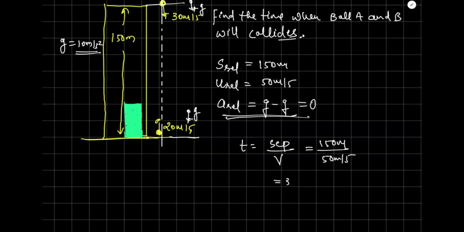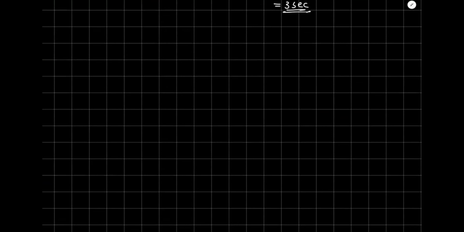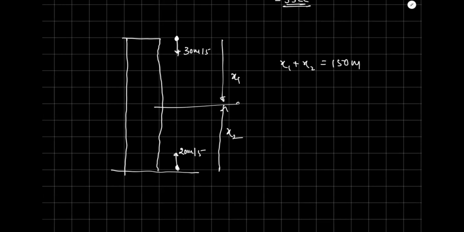So you'll get your answer as 3 seconds. देखो इसको एक और तरीके से कर सकते थे, वो भी मैं आपको बता देता हूँ। This speed is 30 meter per second and this one is 20 meter per second. Suppose before colliding it will travel a distance say x1, and the other is going to travel some distance, I am talking about now x2. So I can say x1 plus x2 is 150 meter.